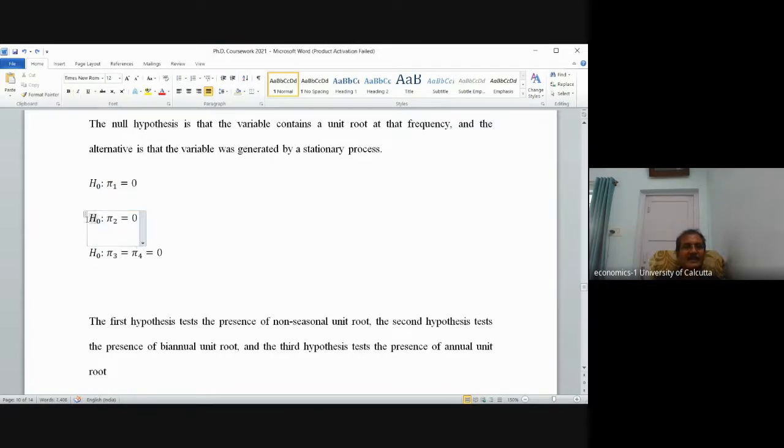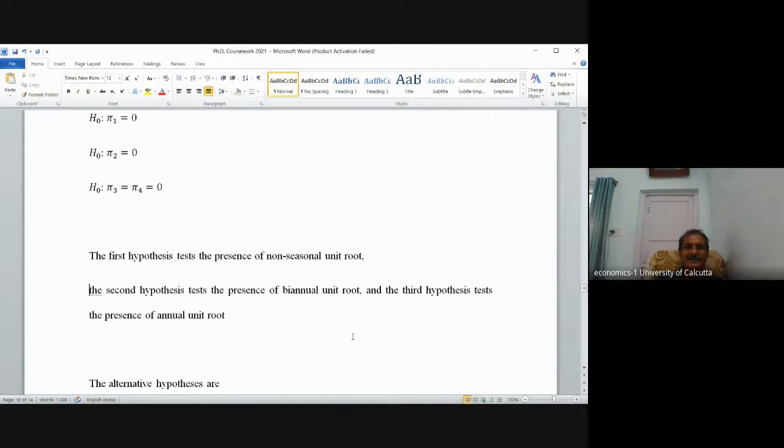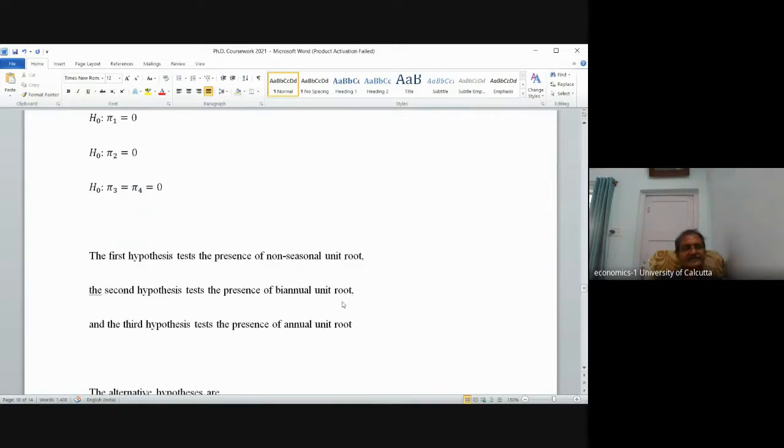What is the implication for the second null hypothesis? H naught: pi 2 equal to 0. The second hypothesis basically tests the presence of biannual unit roots.